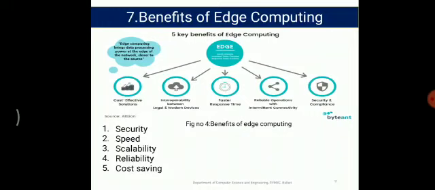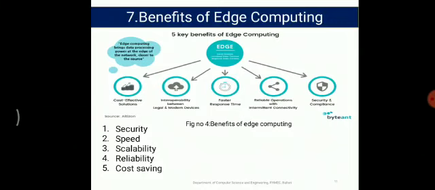Next comes the speed. As you all know, in many companies, speed plays a vital role in the core business. Here, the latency is measured in microseconds rather than milliseconds. It's operating at the source of the data. Faster response time.